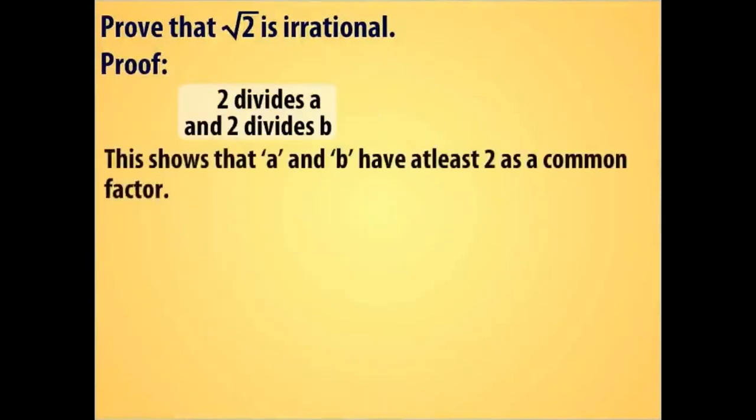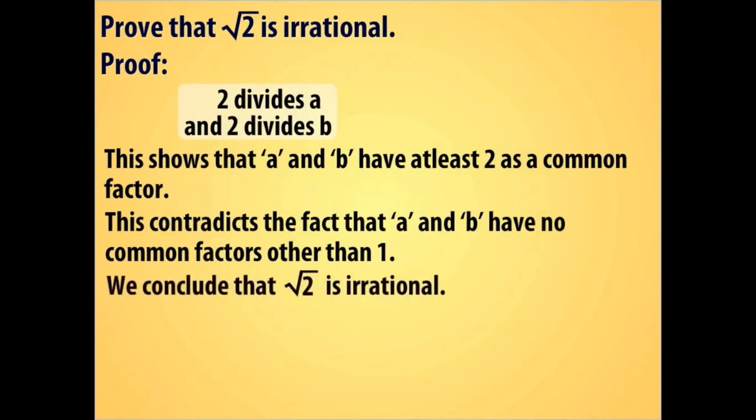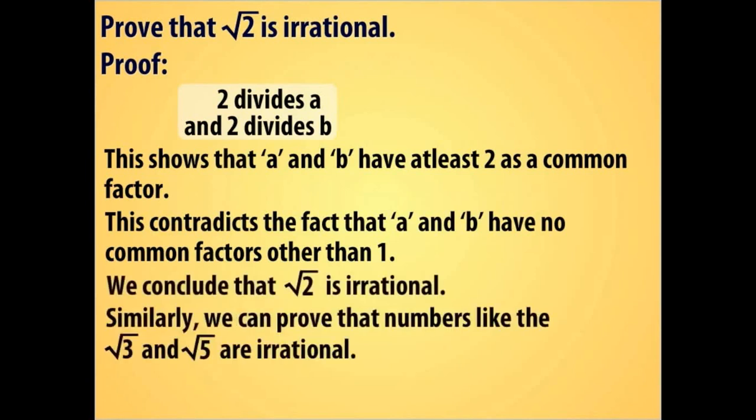This shows that a and b have at least 2 as a common factor. This contradicts the fact that a and b have no common factors other than 1. So our assumption that the square root of 2 is rational is wrong. We conclude that the square root of 2 is irrational. Similarly, we can prove that numbers like the square root of 3 and square root of 5 are irrational.